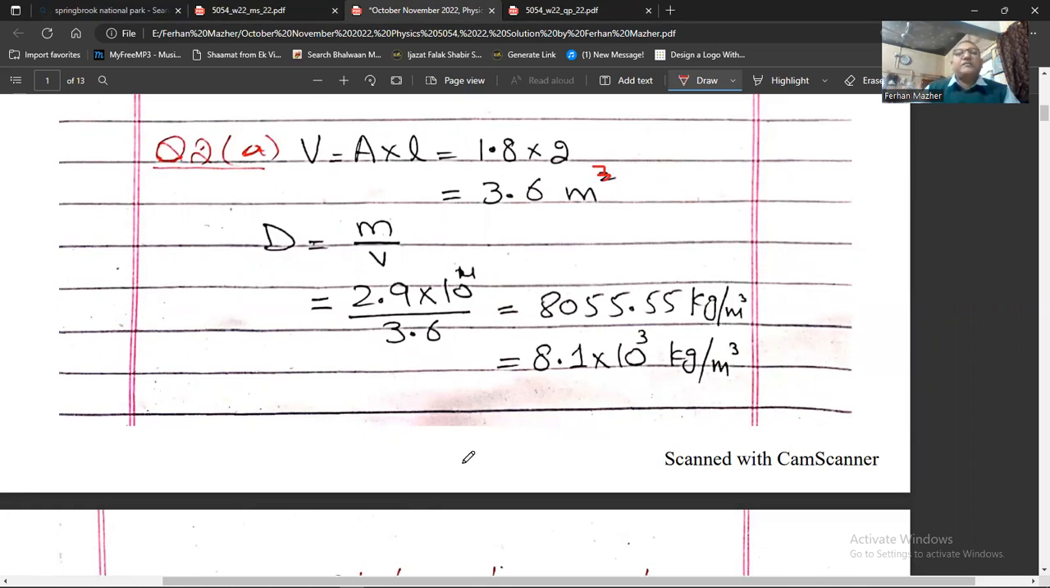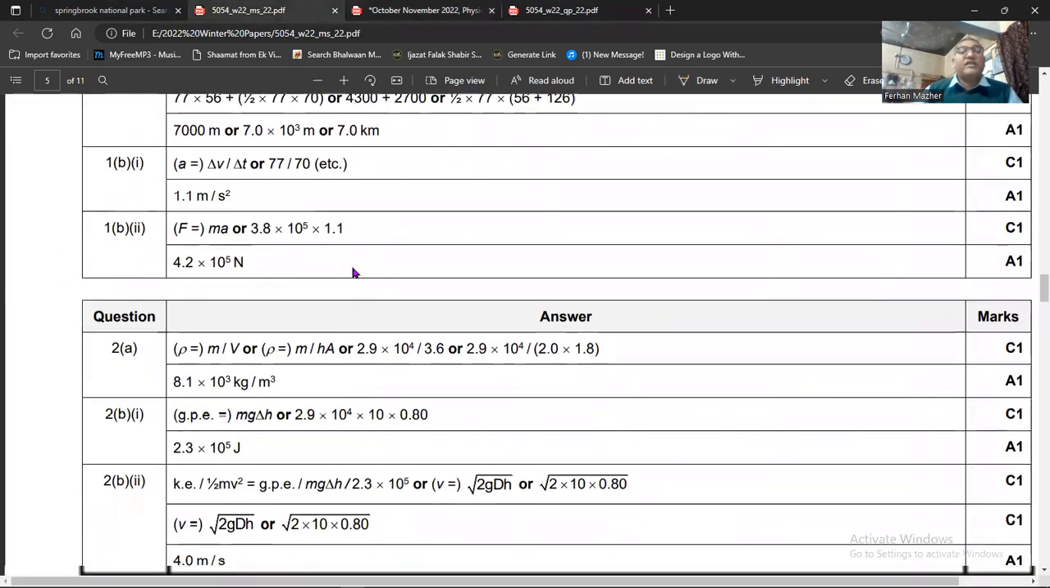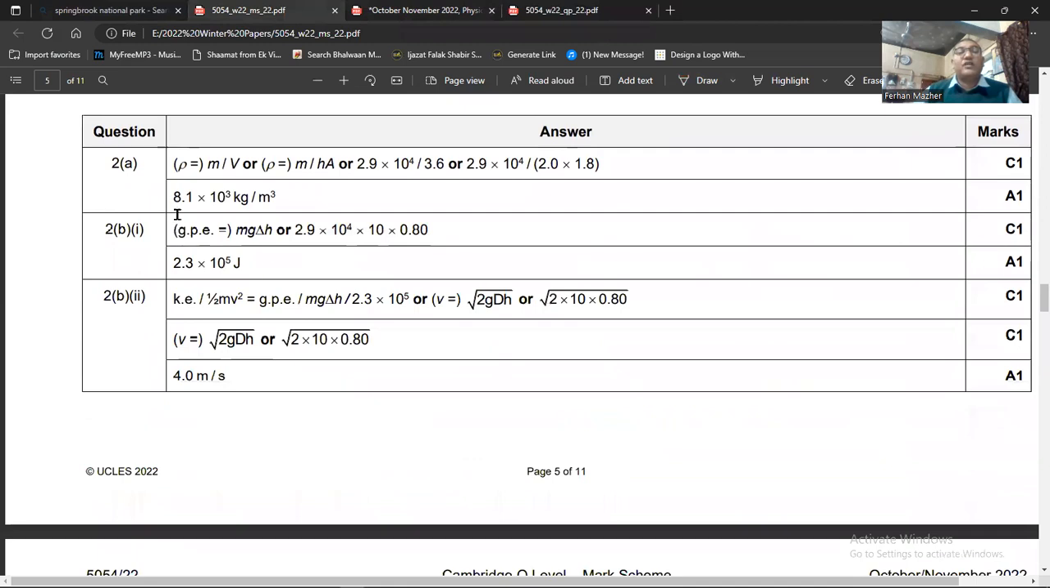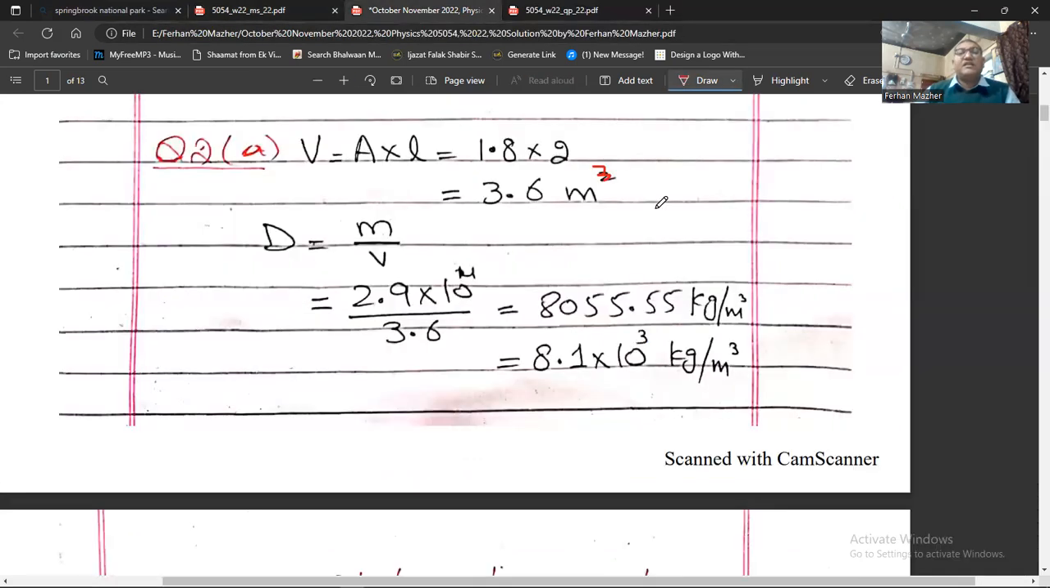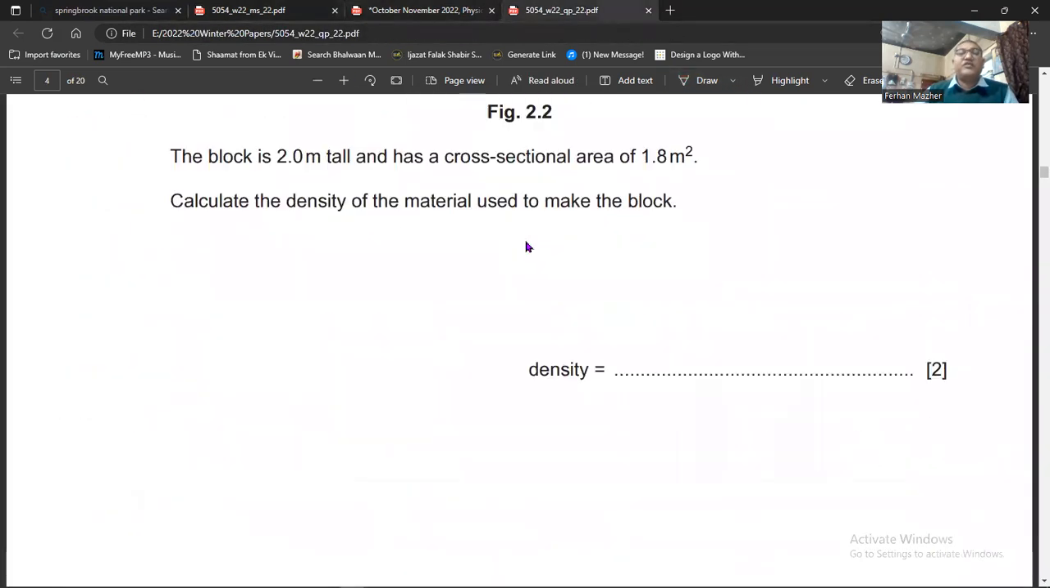So it will be 2.9 x 10^4 kg divided by 3.6 meters cubed. And when you divide them, you get 8055.55 kg per meter cubed. When you write it in the standard form, it will be 8.1 x 10^3 kg per meter cubed. Here we go. This is the marking scheme. This is the answer. This is the solution. And we go to the next question.